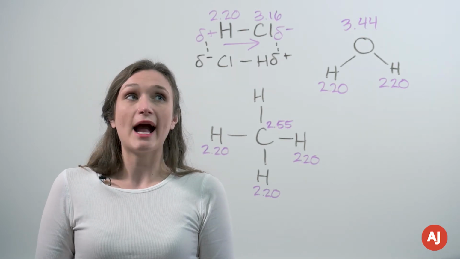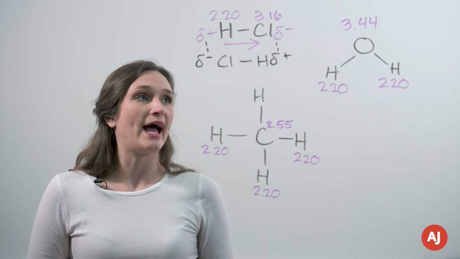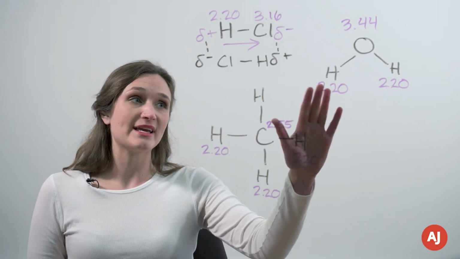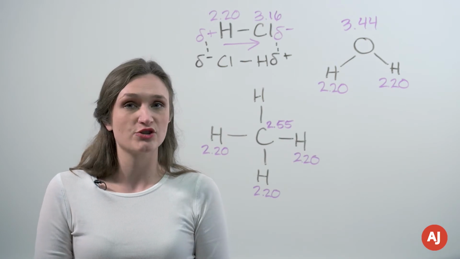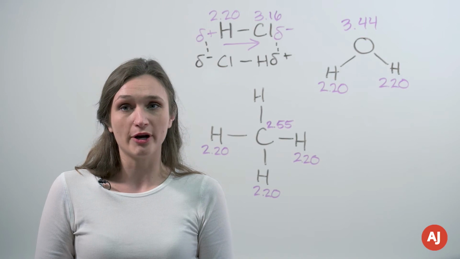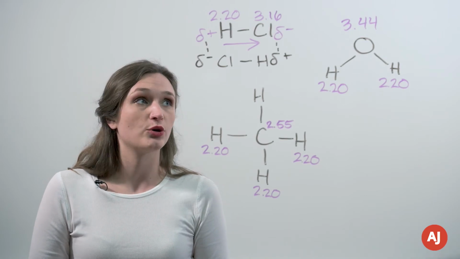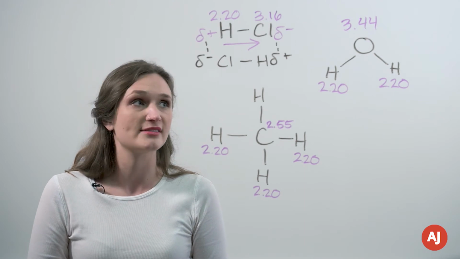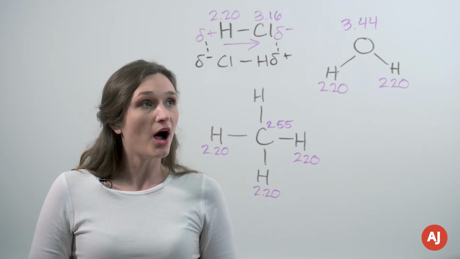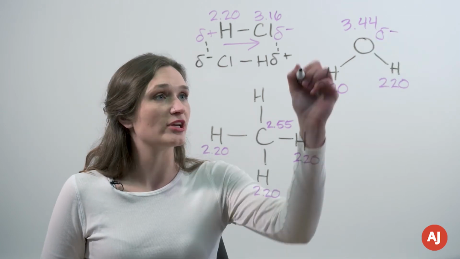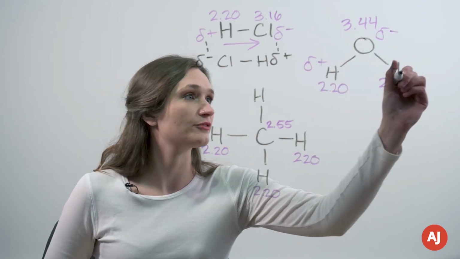Very similar to hydrochloric acid, we can take a look at the water molecule. Now, in water, hydrogen maintains that 2.20 electronegativity, but oxygen has an electronegativity of 3.44. Similar to hydrochloric acid, this results in an uneven sharing of the electrons, which causes a polarity to form, where oxygen is a slight or a partial negative, and hydrogen is a partial positive.